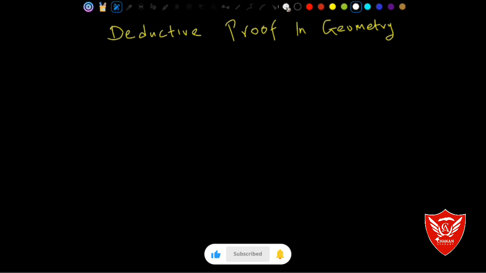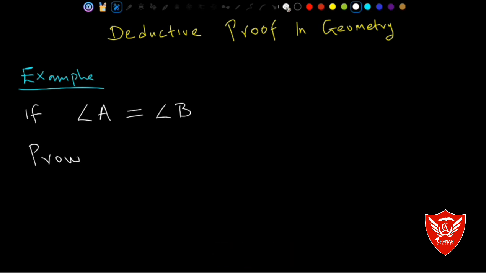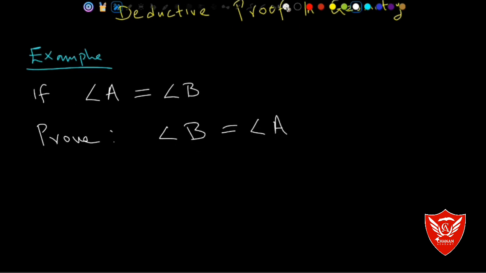Deductive proof in geometry. Alright, so let's take an example to explain this. If angle A is equal to angle B, prove angle B equal angle A. Now this is the question. We are told that angle A is equal to angle B, and we are asked to prove that angle B is equal to angle A.